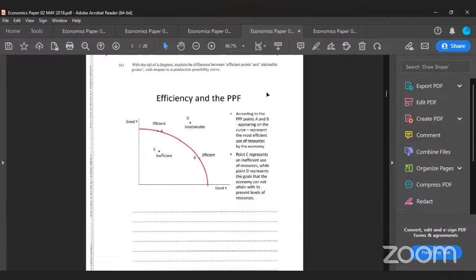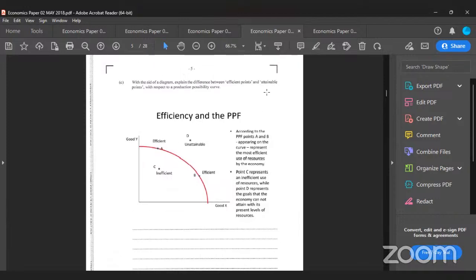So this is what a PPF typically looks like. But what is attainable is, well, this and this. This is attainable and this is attainable. However, only this is efficient. So to be attainable, it can be below the line or on the line. However, to be efficient, you need to be on the line.